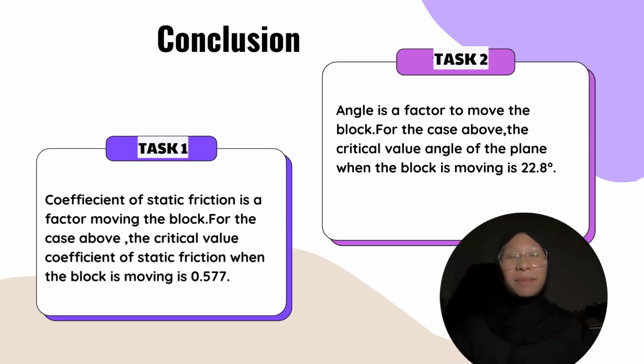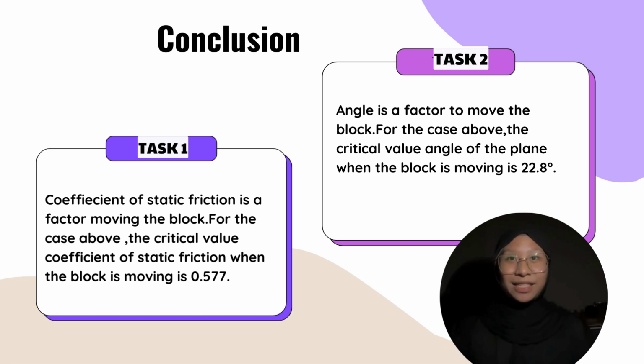Hi, I'm the last member. For the conclusion, referring to task 1, the coefficient of static friction is a factor in moving the block. For the case above, the critical value of the coefficient of static friction when the block is moving is 0.577. This means the coefficient needed for the block to move is 0.577.